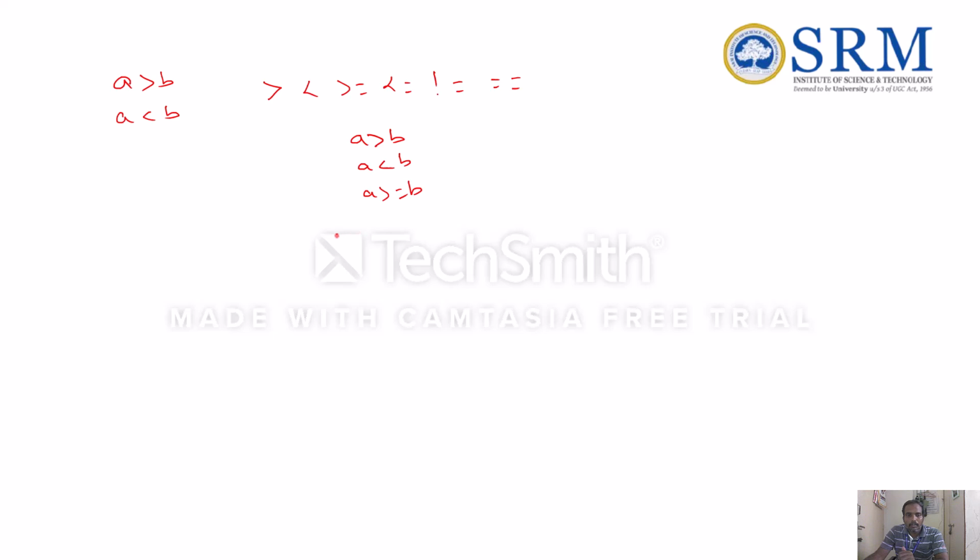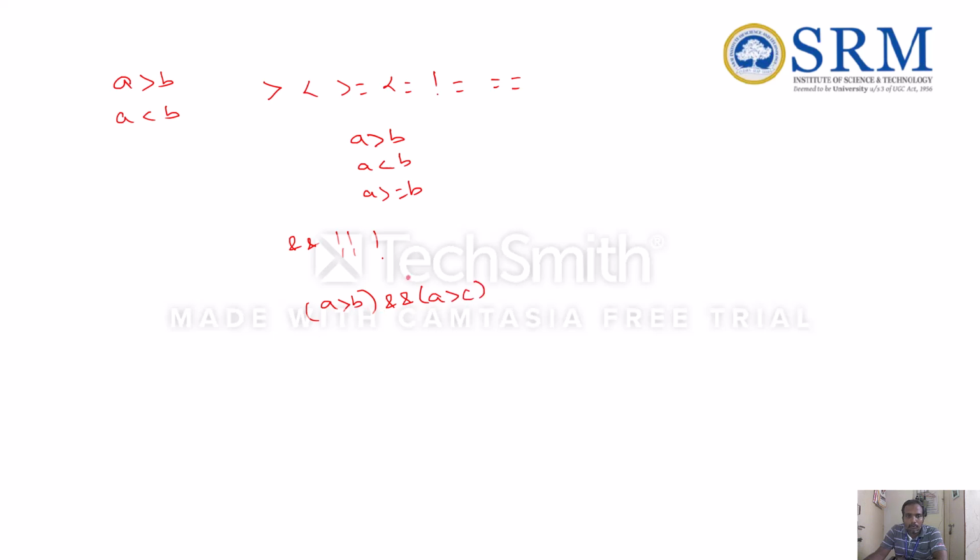And apart from that, we have one more kind of operator called logical operators. These can also be used along with relational operators in order to frame the condition. The logical operators are and, or, not. For example, a greater than b and a greater than c.